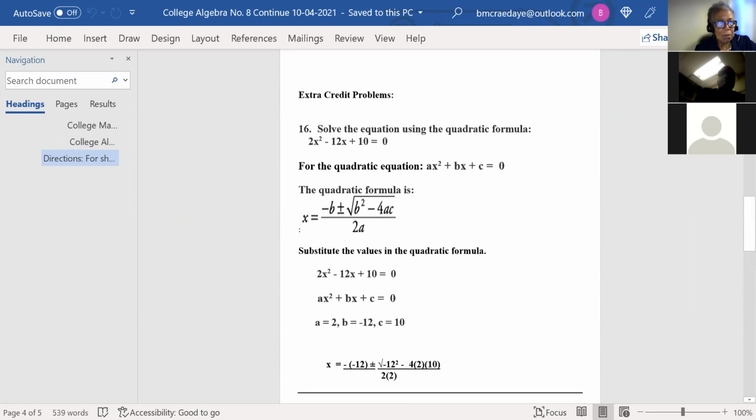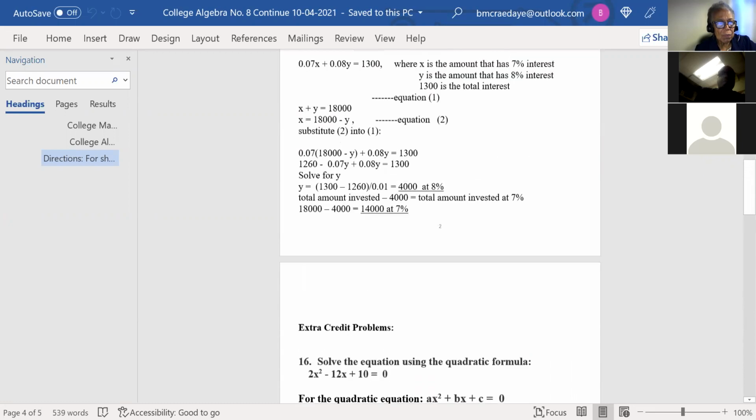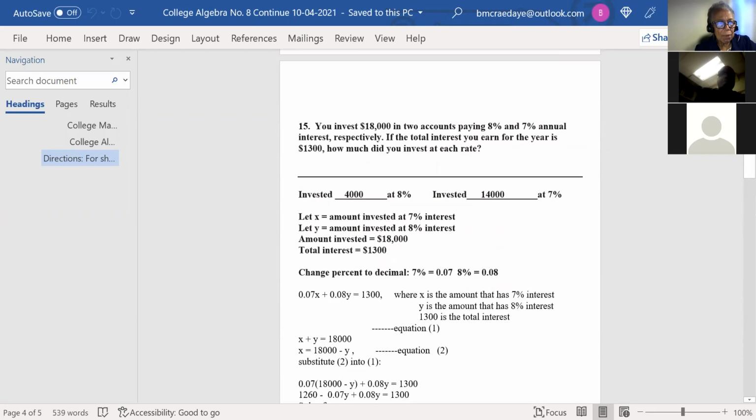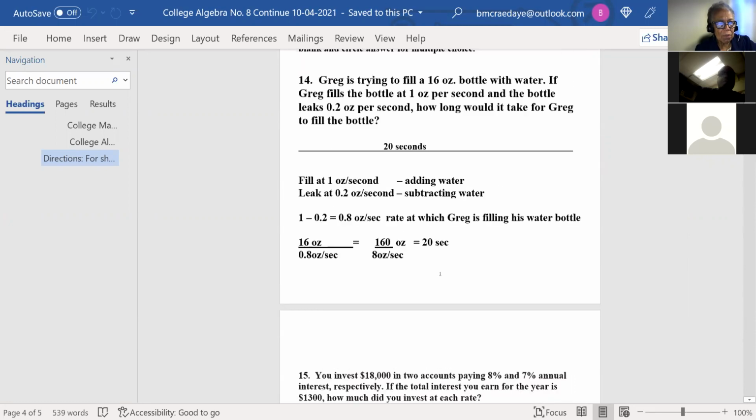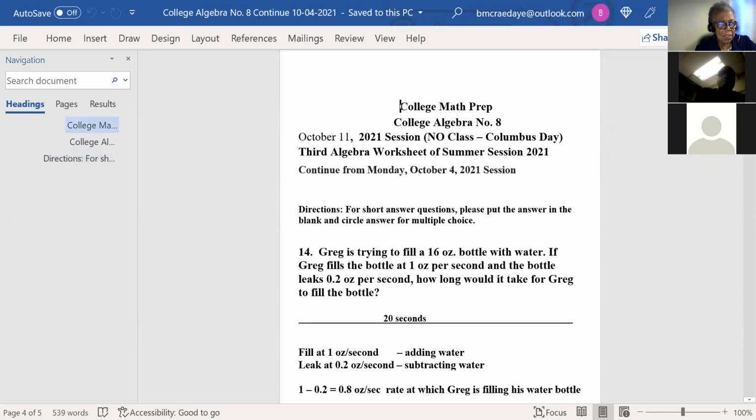Yeah, this one, yeah, well, that one, but I think we stopped with number 14. We're supposed to go. Yeah, here's number 14.